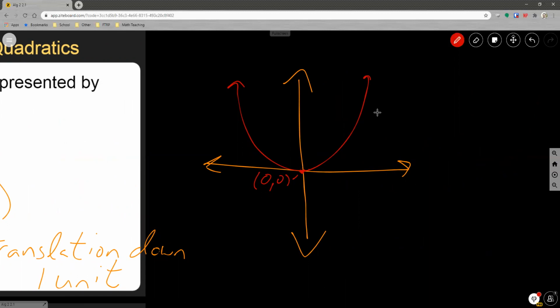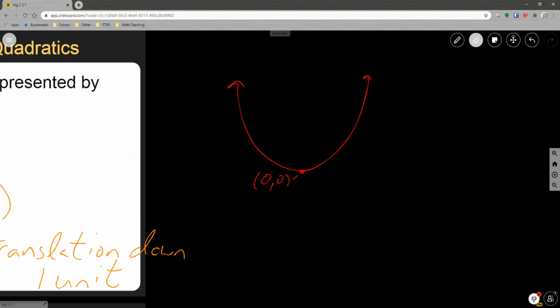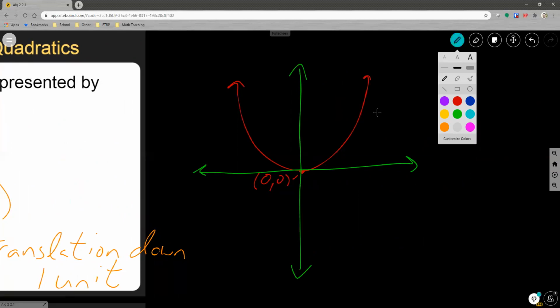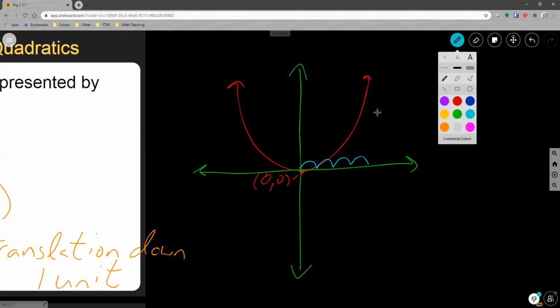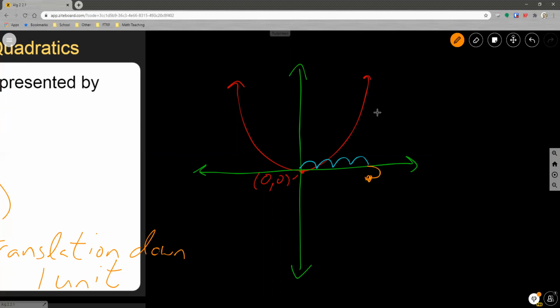I shouldn't have used orange for this, since I used orange for my k value. So let me redraw these axes. So if I'm going 4 units to the right, that means I'm going over 1, 2, 3, 4. That's 4 to the right, and then I'm translating down 1 unit. Down 1 unit. My new vertex is going to be right here at (4, -1).